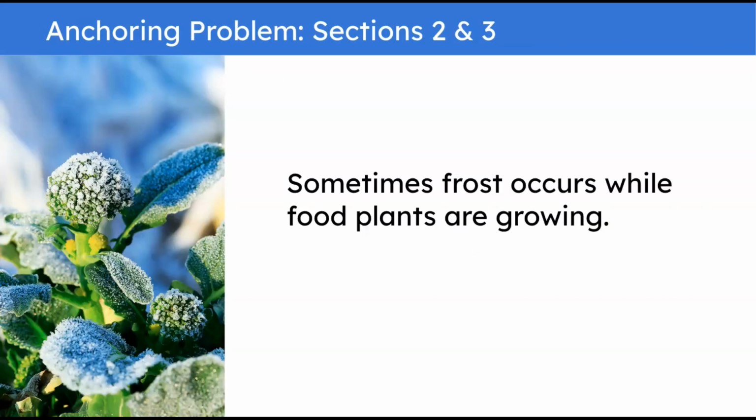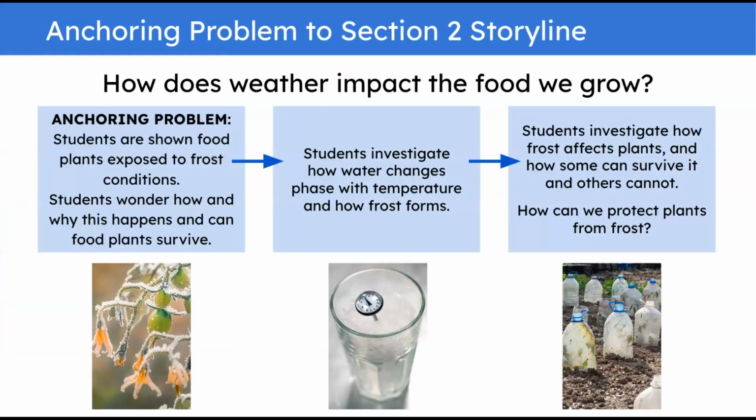The anchoring problem will be introduced after Section 1, which is, sometimes frost occurs while food plants are growing. Students will generate questions based on this problem. Section 2 engages students with the driving question of how does weather impact the food we grow. Students explore what frost is and how it forms through reversible water phase changes. Next, they will investigate how frost affects plants and learn some food plants can survive it while others cannot.